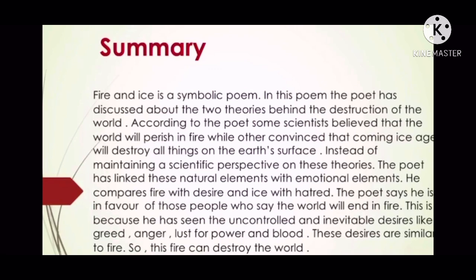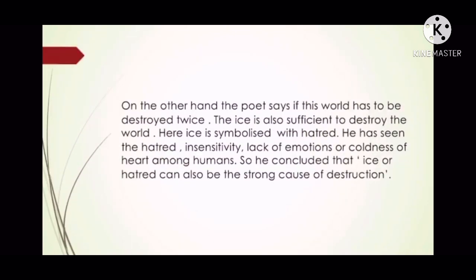The poet says he is in favor of those people who say the world will end in fire. This is because he has seen uncontrolled and inevitable desires like greed, anger, lust for power, and blood. These desires are similar to fire, so this fire can destroy the world. On the other hand, the poet says if this world has to be destroyed twice, ice is also sufficient to destroy the world. Here, ice is symbolized with hatred. He has seen the hatred, insensitivity, lack of emotions, or coldness of heart among humans. So he concluded that ice or hatred can also be a strong cause of destruction of the world.